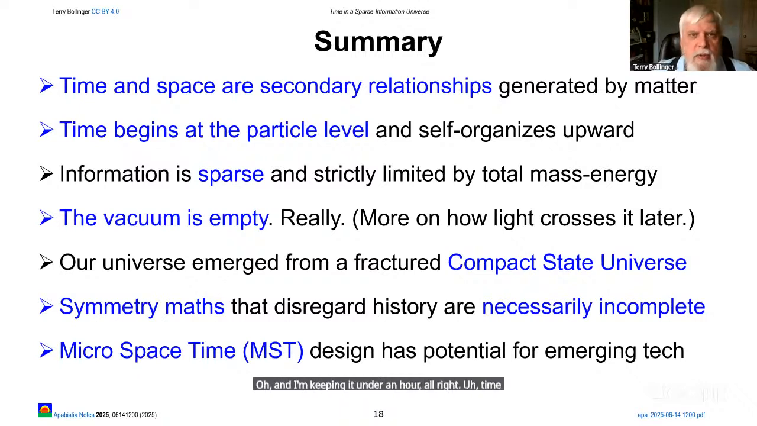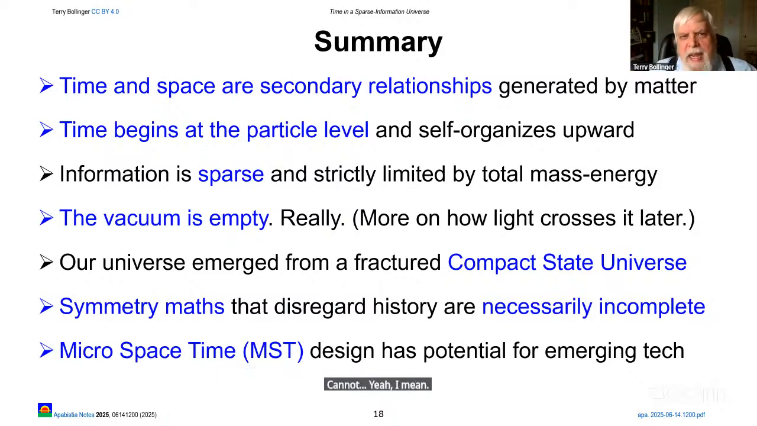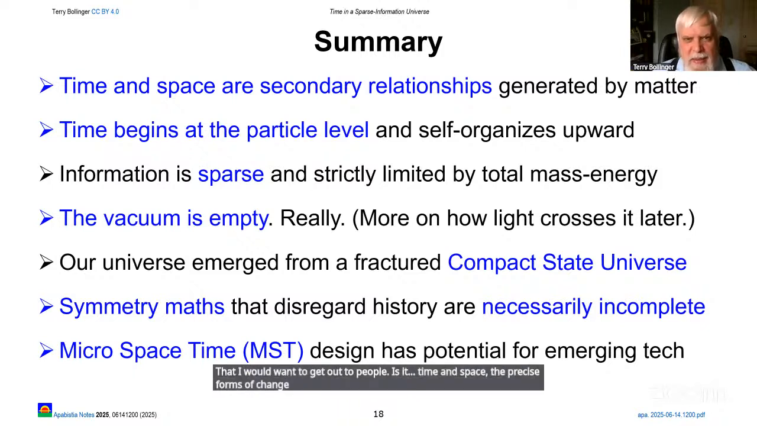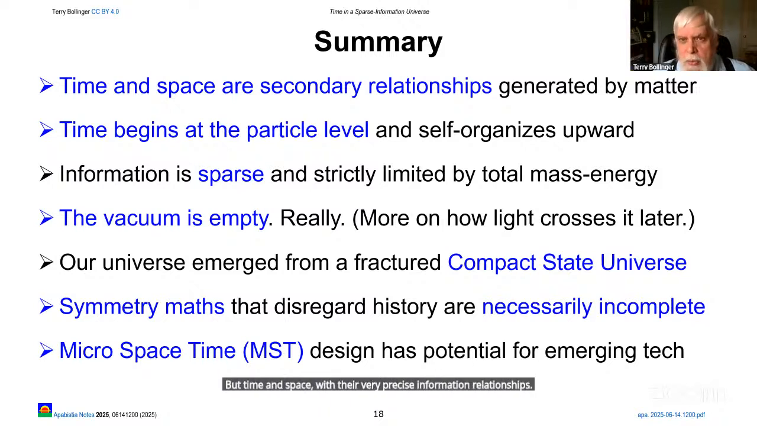Time and space are secondary relationships. If Terry had his theme to leave and say, this is the one message that I would want to get out to people, it's that time and space, the precise forms of change and distance that we call space and time, again not the same thing as change and separation, but time and space with their very precise information relationships, are generated by matter. With no matter, you don't get them. They don't pre-exist. There's no fabric of generalized space-time.